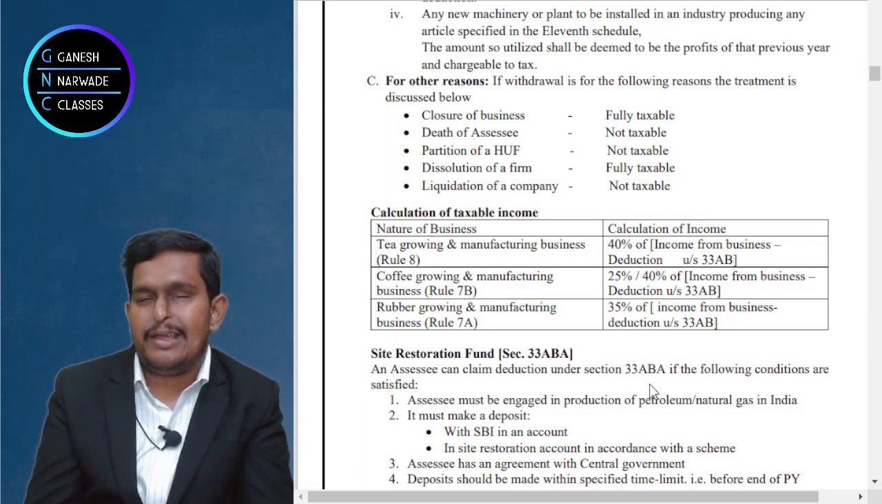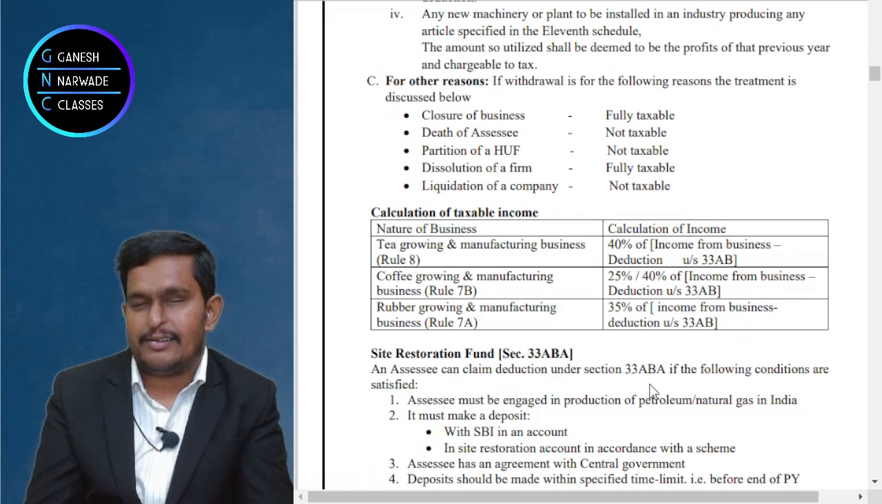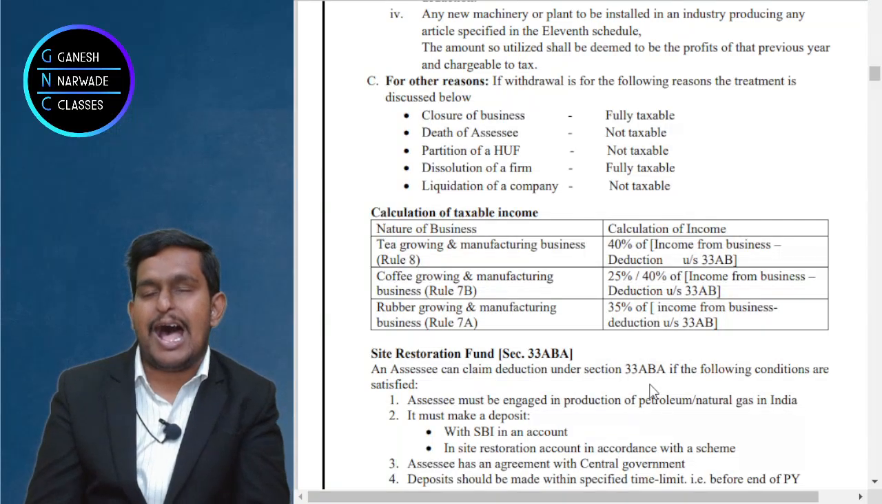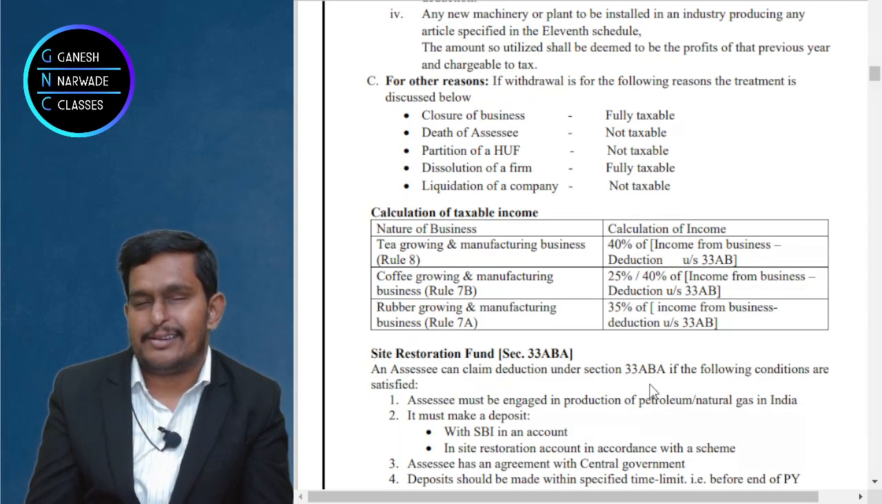You have to multiply with 25% if it is coffee grown and cured, and if it is coffee grown, cured, roasted and ground, with or without mixing chicory, then multiply with 40%. If it is rubber, multiply with 35%. So these percentages what I am telling are business percentages.